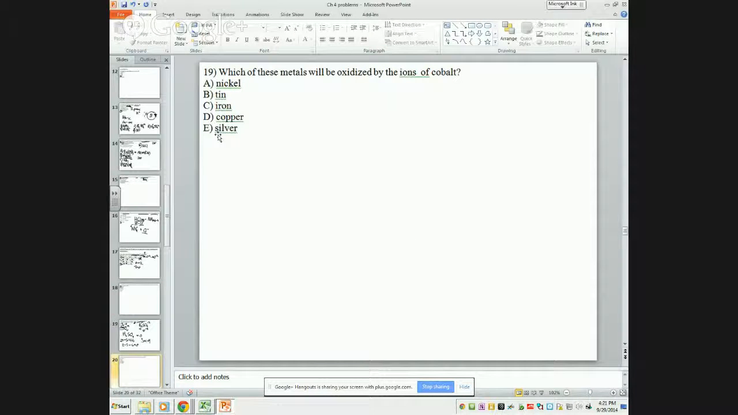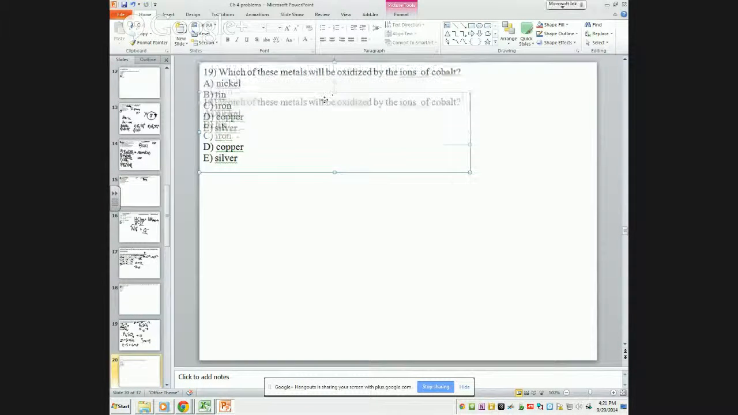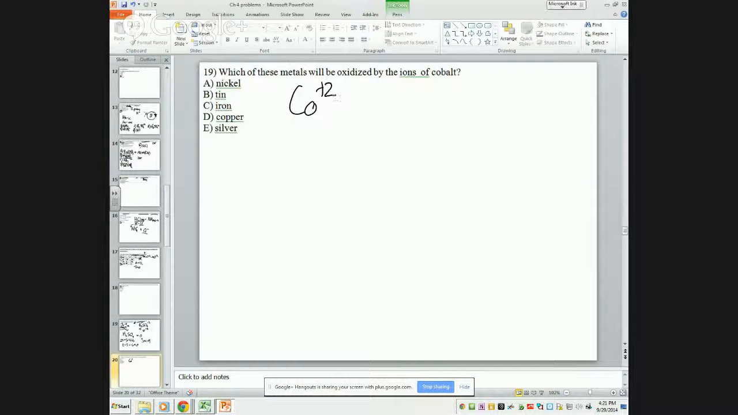19. Which of the metals will be oxidized by the ions of cobalt? So we're talking about cobalt ions plus some metal with a 0 charge becoming some metal with a positive charge and cobalt becoming neutral. So we're looking for something that's more active than cobalt.